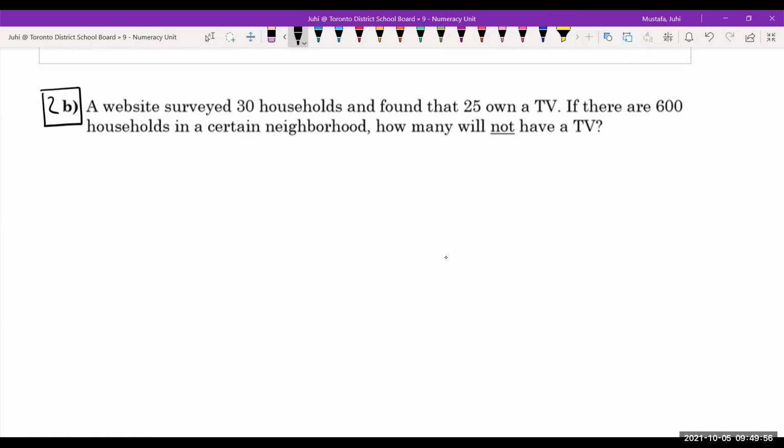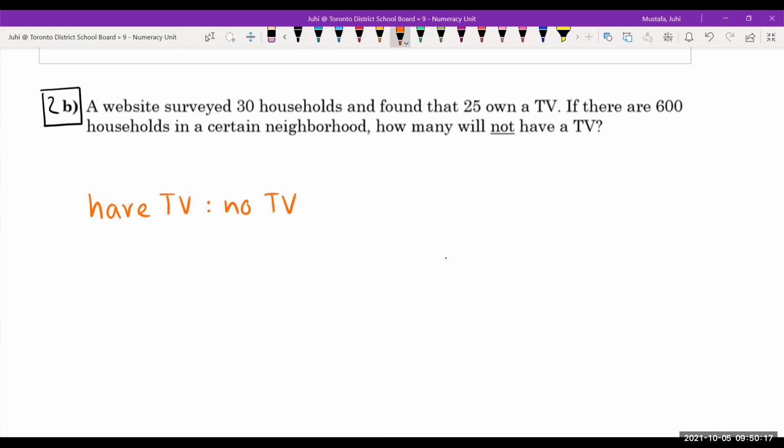Excellent. Perfect. The 2 things that the survey was looking for, which houses have a TV and which households don't have a TV. So we're going to begin our question by writing it out in words. And I'm going to just keep it short. I'm going to say you either have a TV or you don't have a TV. Have TV, no TV.